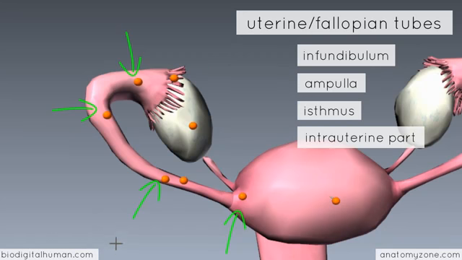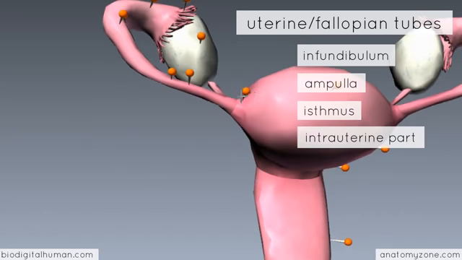The medial third of the uterine tube is called the isthmus, and it's the narrowest part of the tube, and it opens up into the uterus. Where the fallopian tube opens up into the uterus is called the intrauterine part. That makes sense. It's inside the uterus and it opens up into the cavity of the uterus.